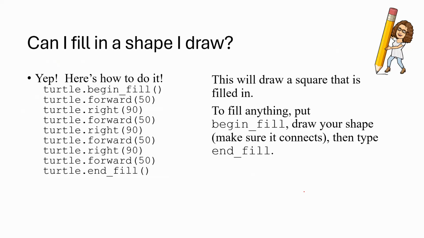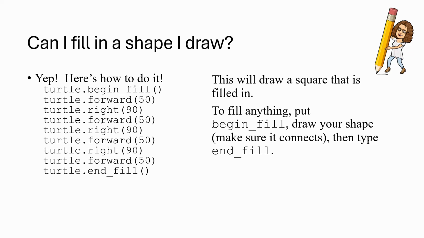Can you fill in a shape that you draw? So like, let's say I want to draw a square and I want it to fill in. To fill in anything, you put begin fill at the beginning and then you draw your shape. Make sure that there are no open holes. So make sure you connect your shape together and then type end fill.